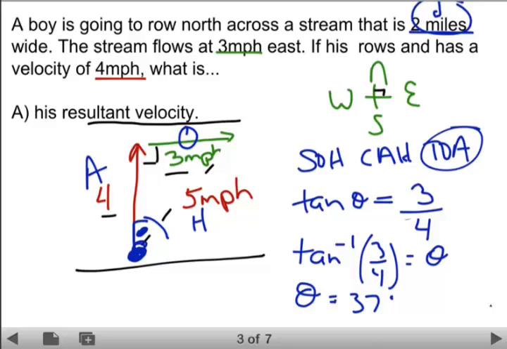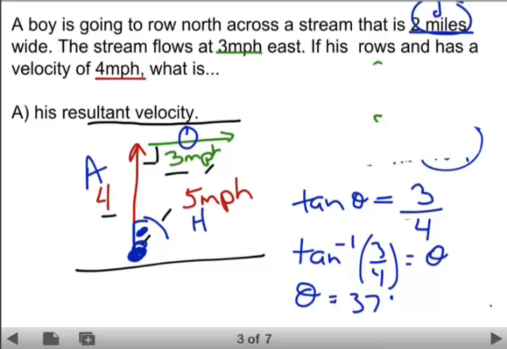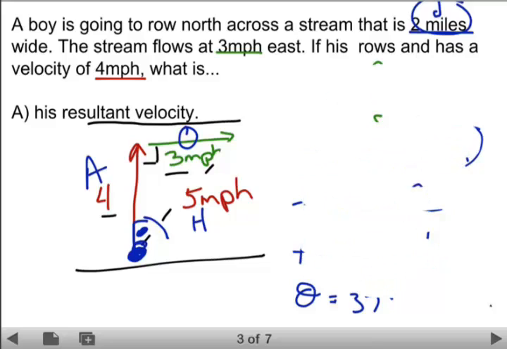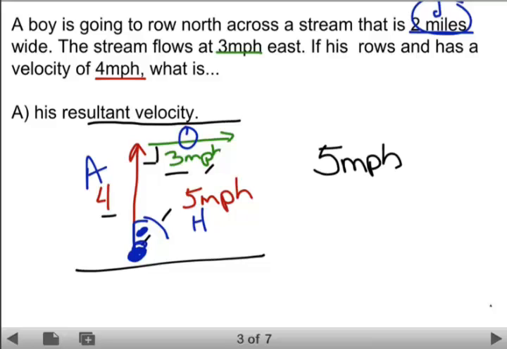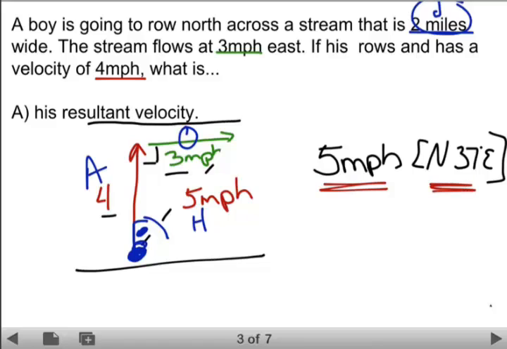So, our final statement is going to be that his resultant velocity, now remember this has to have magnitude and direction, his resultant velocity is going to be 5 miles per hour, and he starts off north, and then he gets off course 37 degrees to the east. So that would be your resultant velocity. We have magnitude and direction.